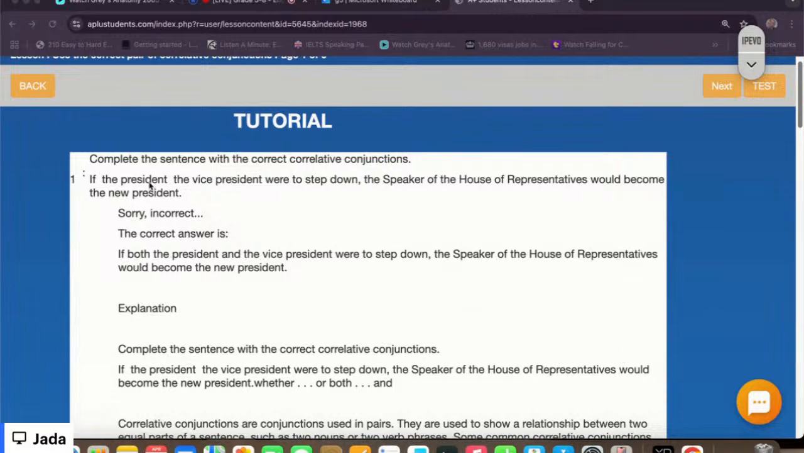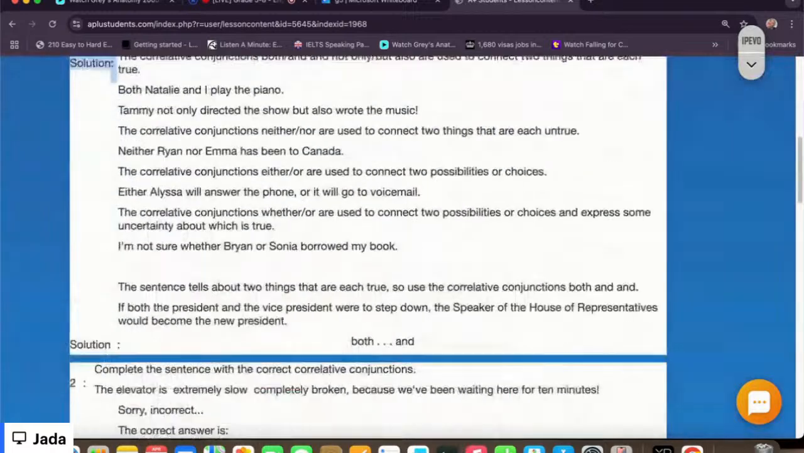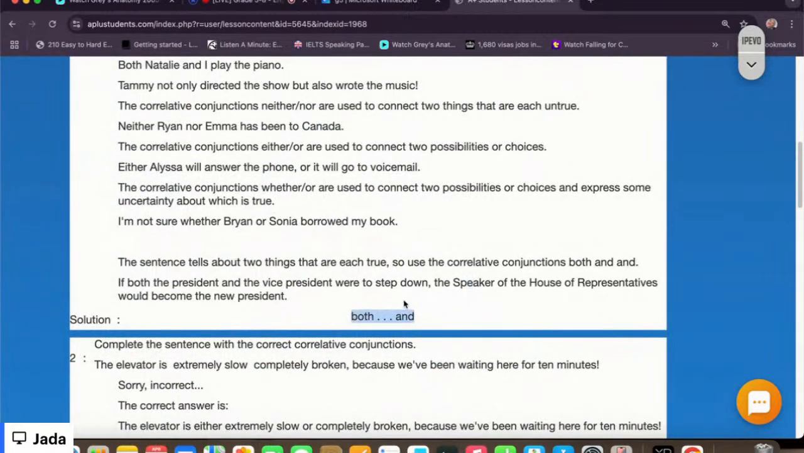All right, let's look at some examples. Complete the sentence with the correct correlative conjunction. If both the president and the vice president were to step down, the Speaker of the House of Representatives would become the new president. So what do you think would be the right one? Both and, right? It shows something that is true.